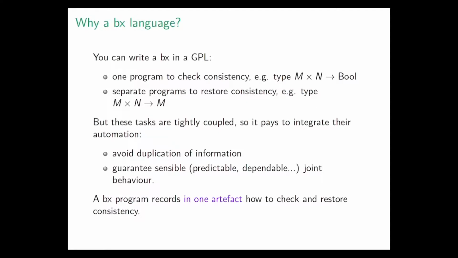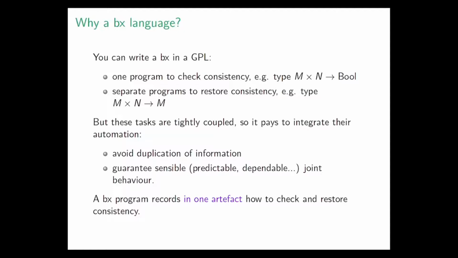Why are we even talking about having specialist bx languages? You can, of course, write a bidirectional transformation in a general purpose language. Here's how you might do it. You might have one program to check consistency. All of these programs are going to take one model from each model set. Our consistency checker will return a Boolean, which will be true if and only if the models are considered consistent in their current states right now. And then for each direction we'll have a separate program that restores consistency by calculating a new version of one of the models, leaving the other model unchanged.